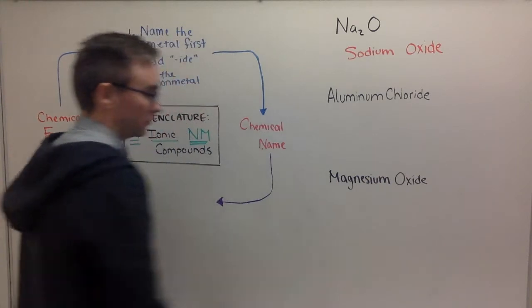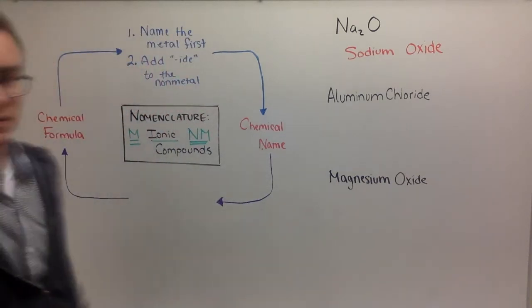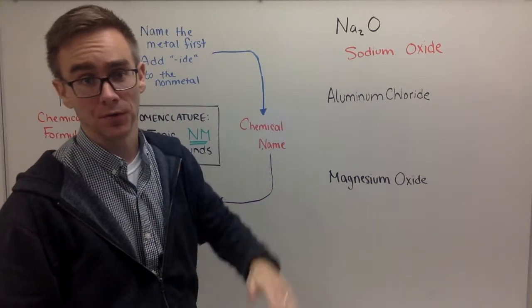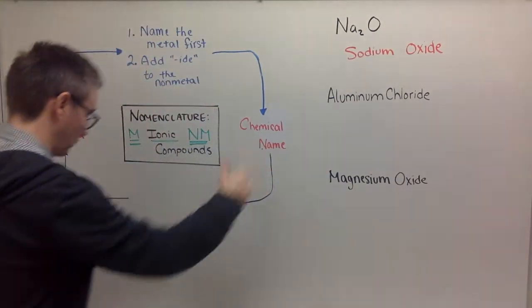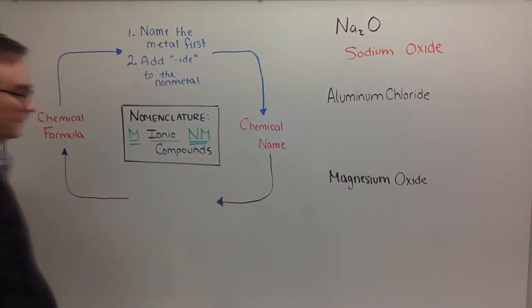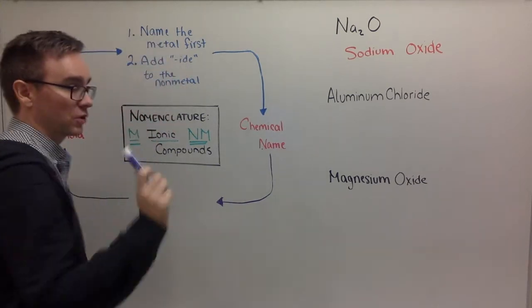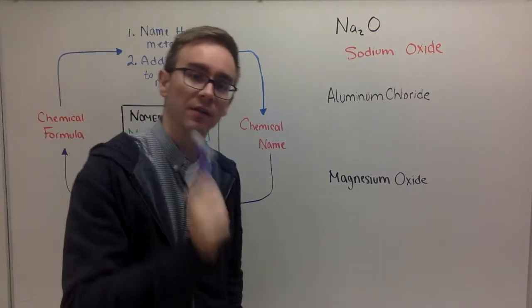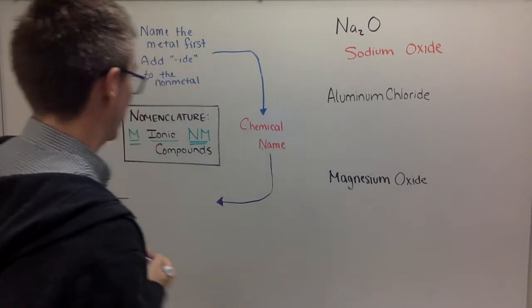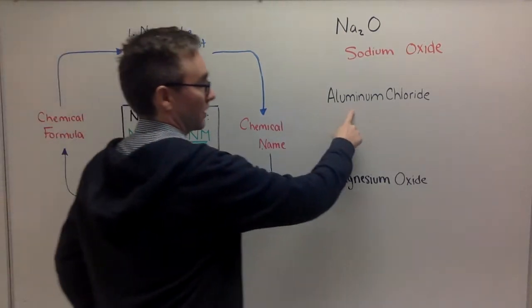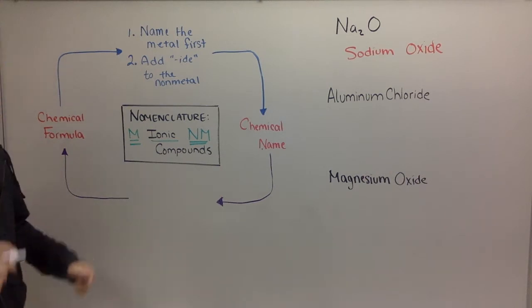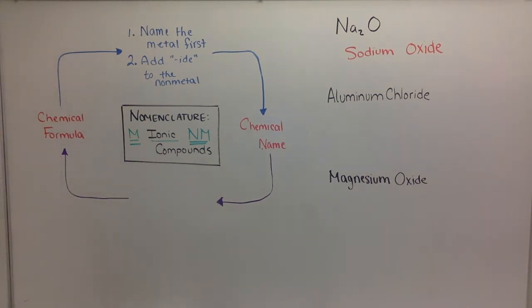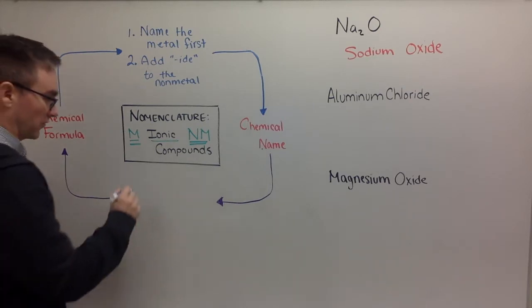Now, going backwards. The first way was super straightforward. Going the other way is actually kind of tricky. The steps aren't very hard, but I will talk about where the mistakes will be made. To go from the chemical name, like aluminum chloride, back into the chemical formula, all you have to do is, again, the metal goes first.